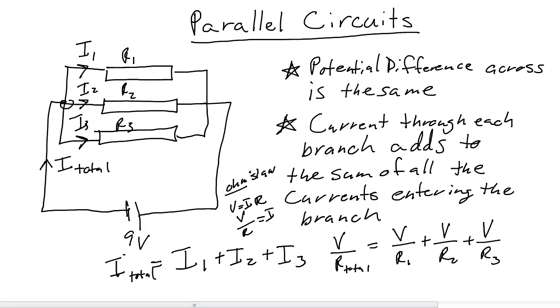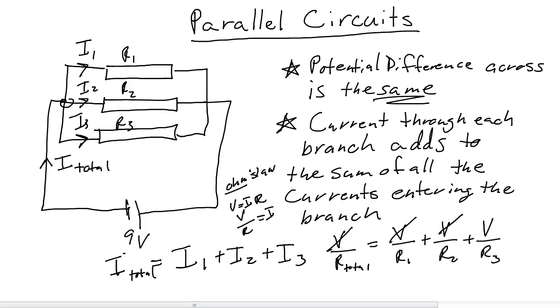Okay, and remember I said before the potential difference is the same in all of these branch points, and so V is V is V is V, and because it's in all the terms I can cancel it out, and I can simplify this to 1 over R total is equal to 1 over R1 plus 1 over R2 plus 1 over R3. Okay, and now I have an equation where I can find the total resistance of all of these resistors in the circuit.